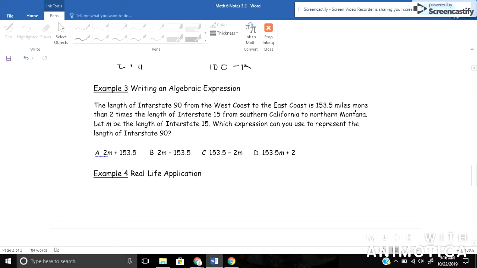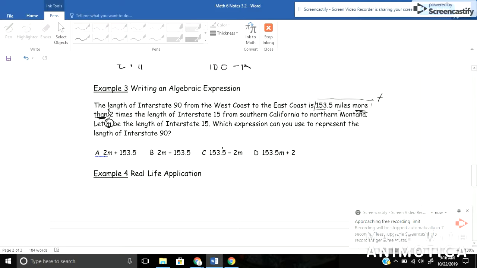Whew, quite a few key words in here that we need to identify. Okay, so "more than" is going to tell us that we need to add. So the length of I-90 from the west coast to the east coast is 153 more than, so we should be looking for 153 added to something. I'm going to break up my problem here: 2 times the length of Interstate 15, and I'm calling Interstate 15 M. So 2 times M. All right, where do I see that, and where do I see adding?